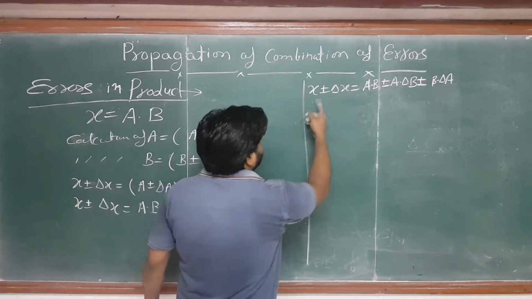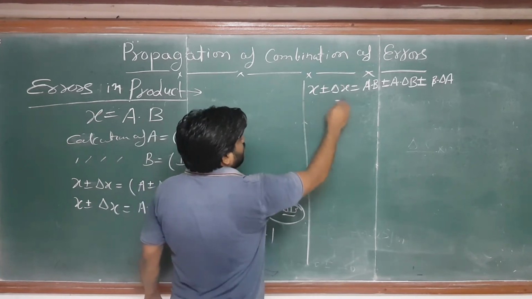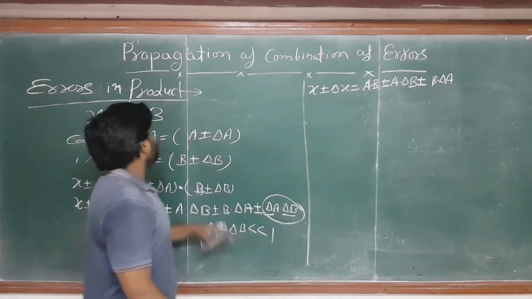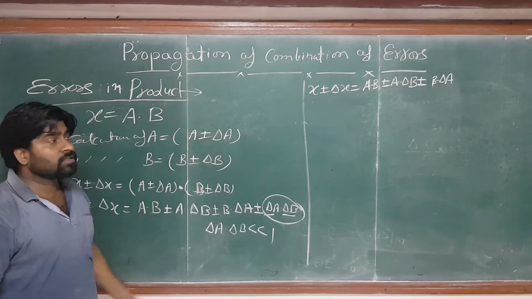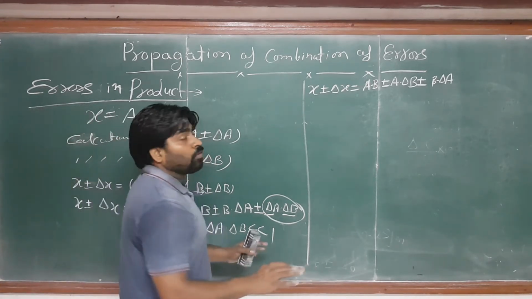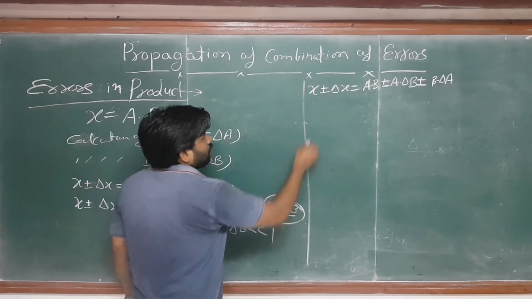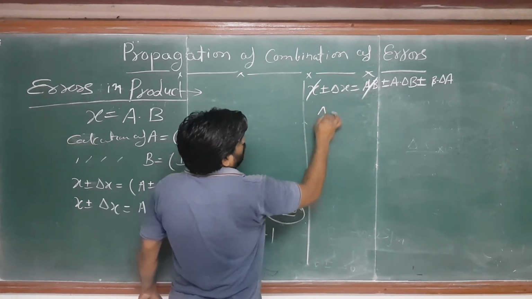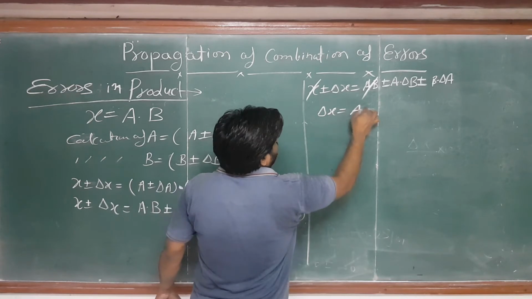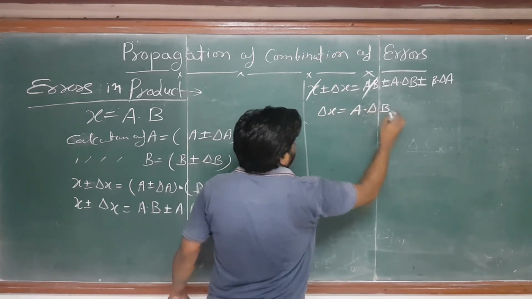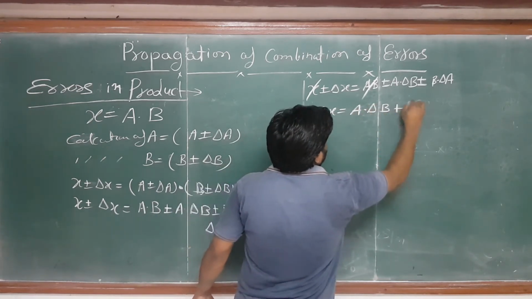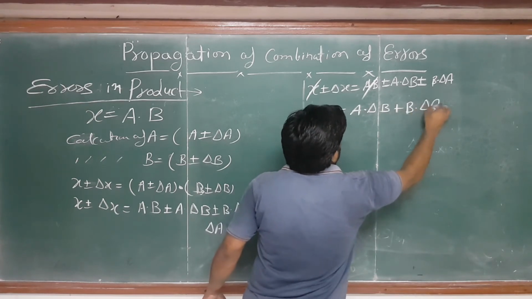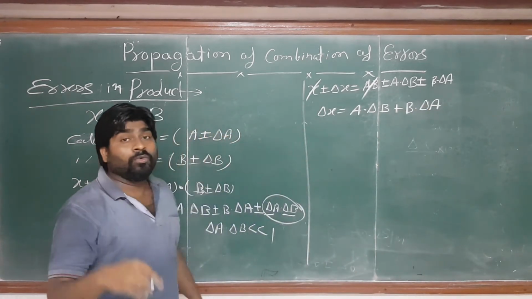Now take the common x. As I know the value of a dot b is equal to x, so these two things can cancel each other, but I am not going to cancel it. Either you can cancel it. Suppose I cancel it, and the plus minus sign will also be cancelled. So del x is equal to a dot del b plus b dot del a will be left.